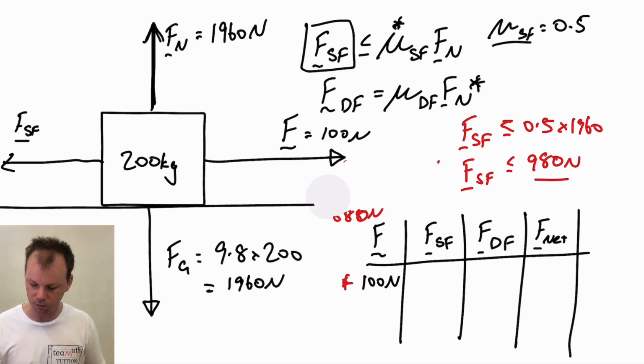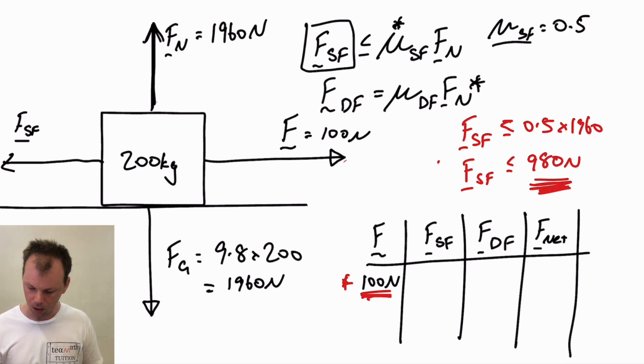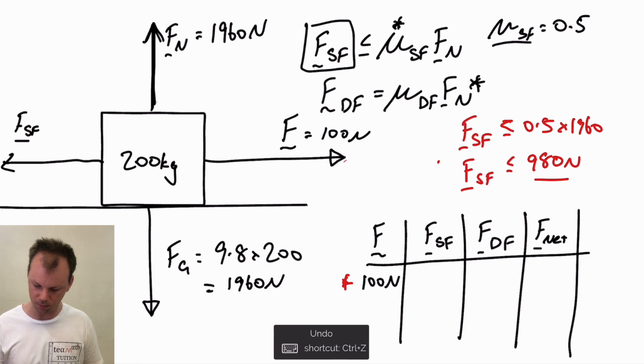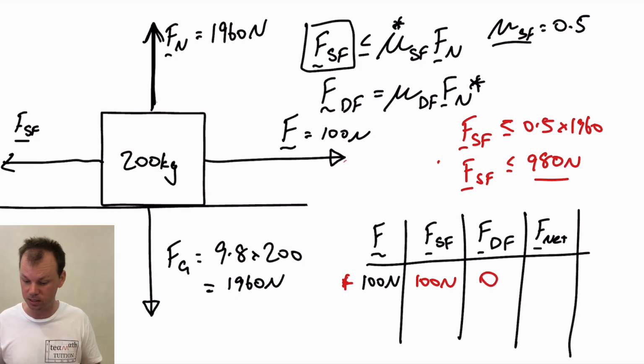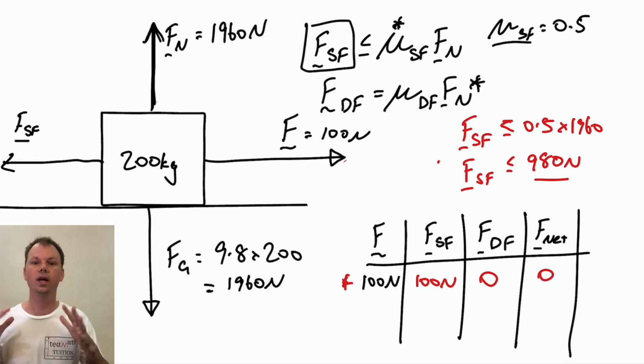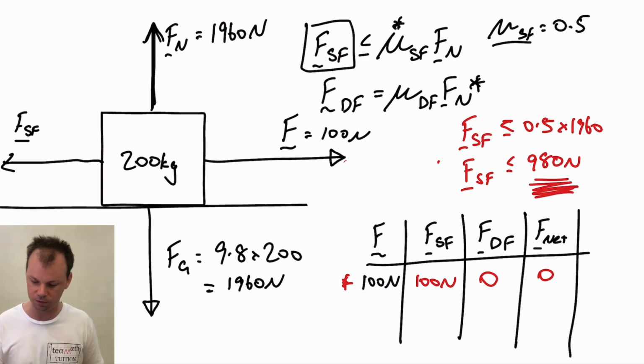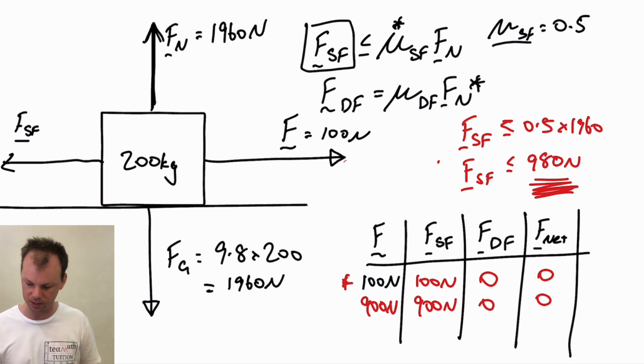What this static frictional force does is it opposes the applied force up until we get to 980 newtons. So if I apply 100 newtons to the box, the static frictional force will also be 100 newtons. There will be no friction from dynamic friction because the box isn't moving. So the net force will be 0. The box will not move at all because we're not pushing hard enough to overcome this frictional force. If I was to apply 900 newtons, the same thing would happen. We'd have a static frictional force of 900 newtons. No dynamic frictional force, and our net force would be 0.